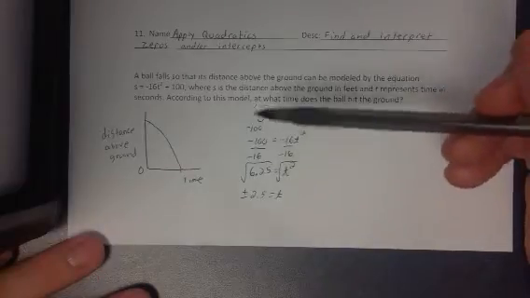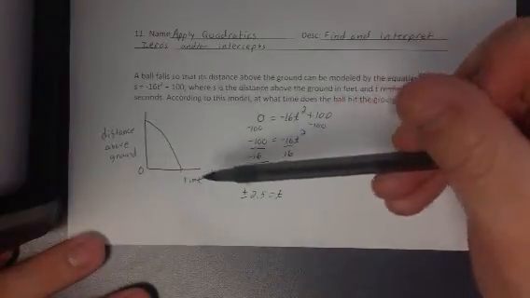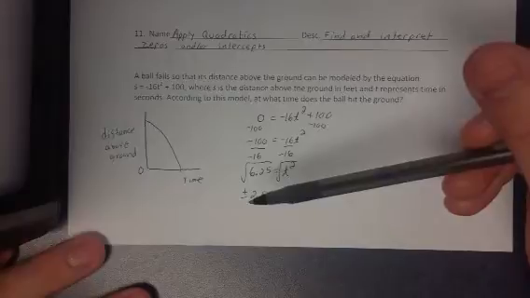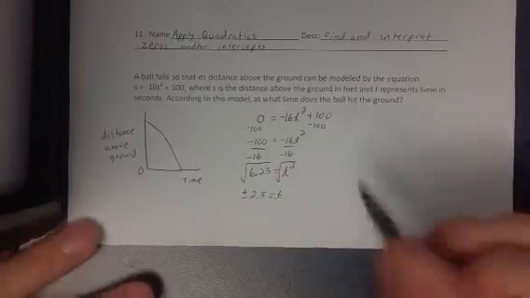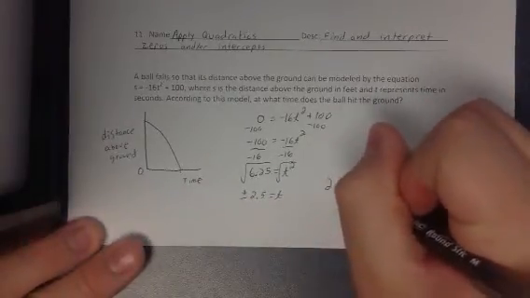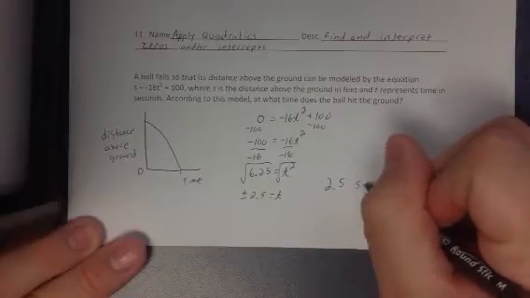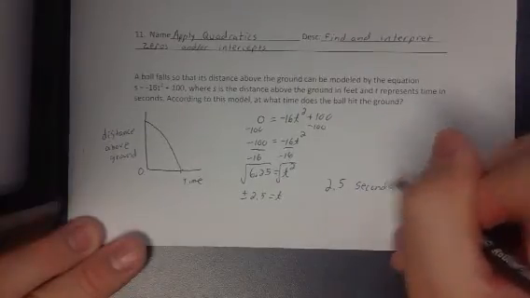Now since it's a real world problem here and we're talking about time, I don't need to include the negative answer. I'm not going to have a negative time. So the amount of time it takes before it hits the ground would be 2.5 seconds.